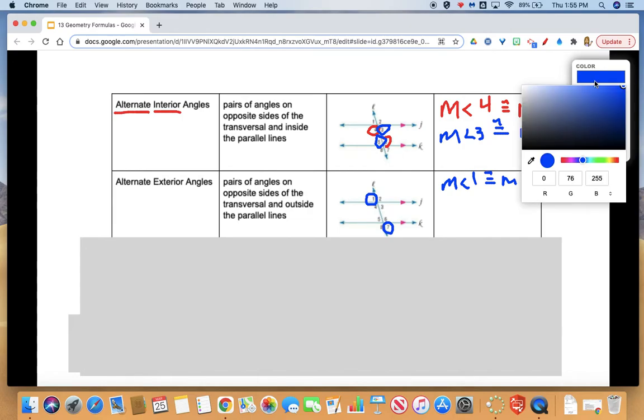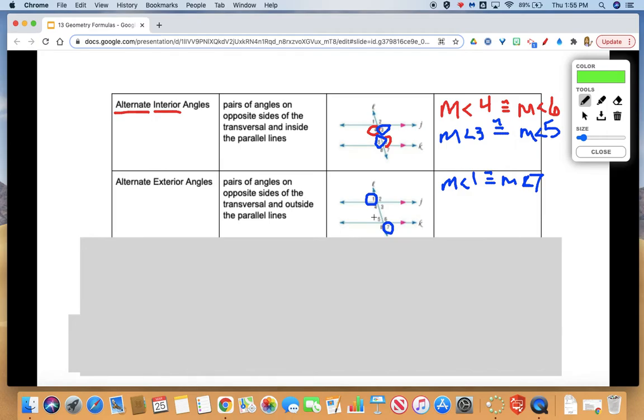Same thing with our other pair. We have a 2 on the outside of this parallel line. If I go to the other side of the parallel line and look on the outside, I see an 8. That is another pair of alternate exterior angles, and those two angles share the same measurement.